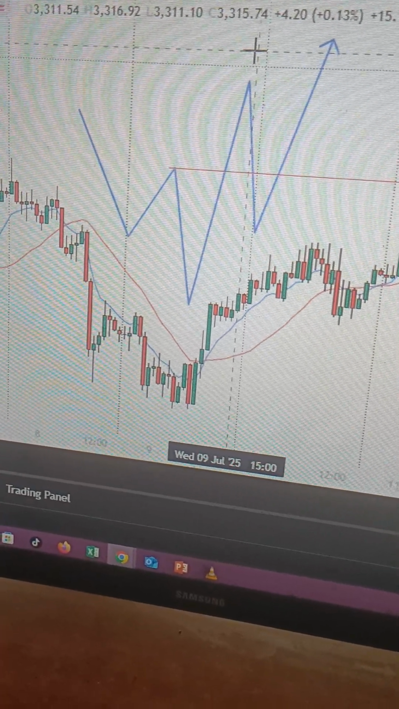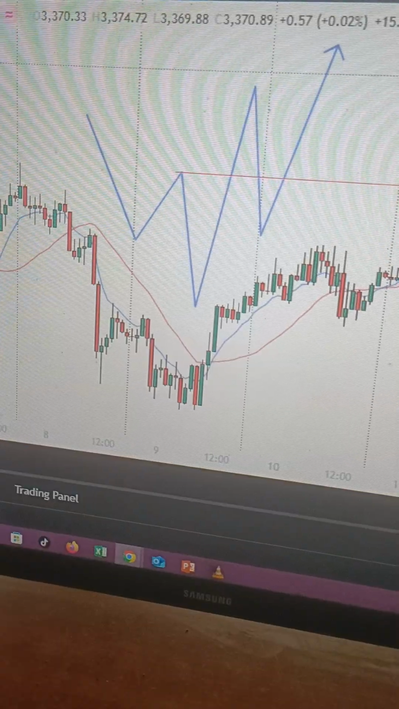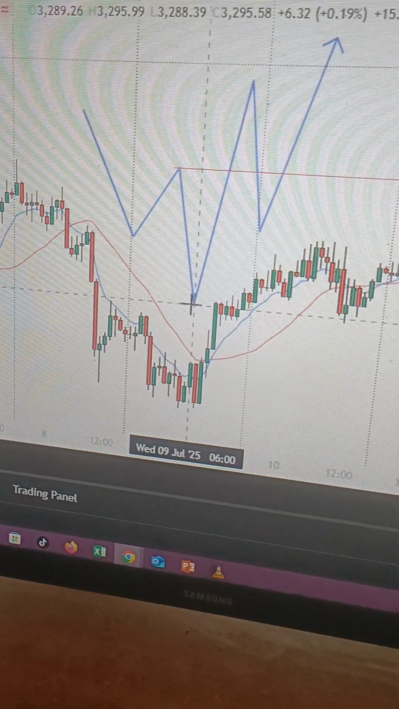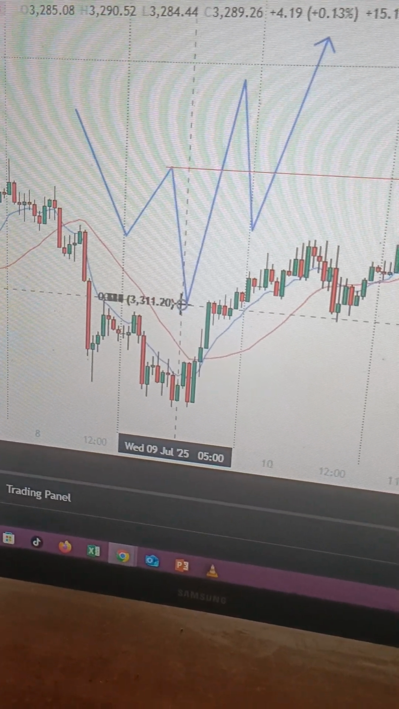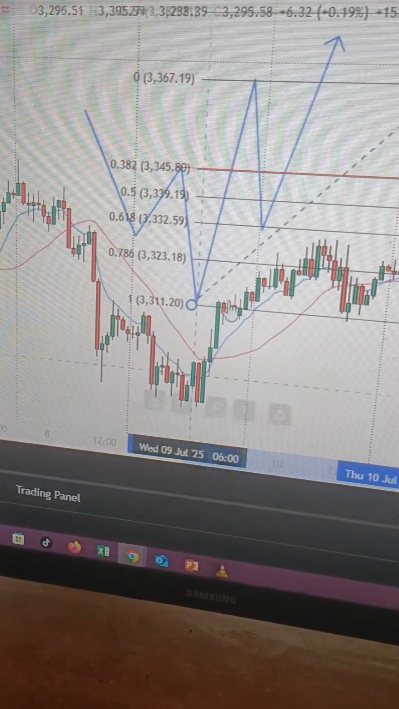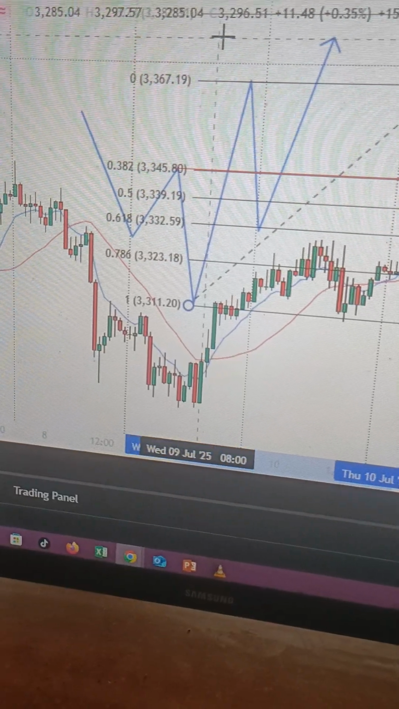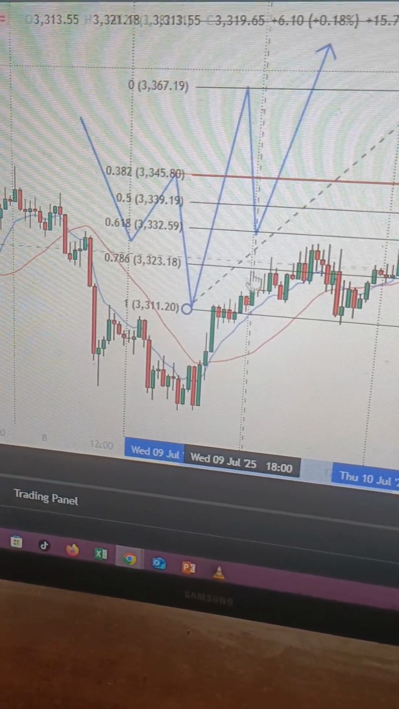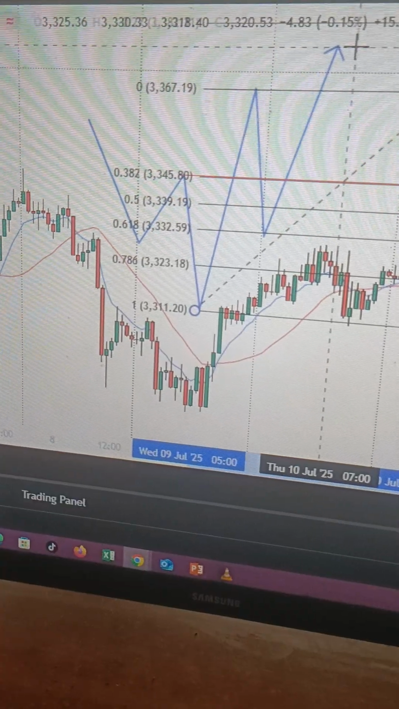When we have this break of structure, what we're supposed to do is get our fib and place our fib at this point. You see what has happened. The market came to a discount level and we pumped.